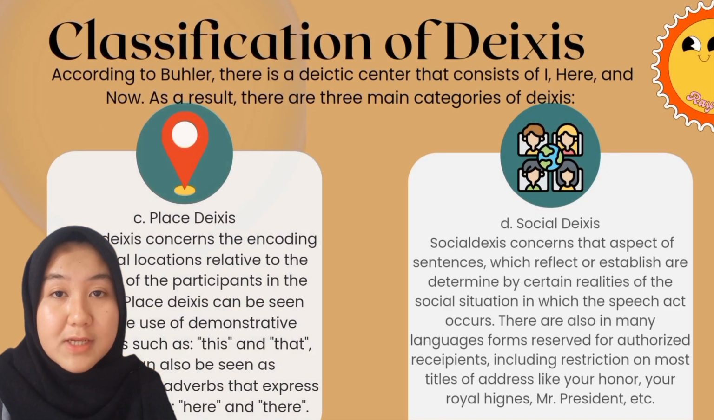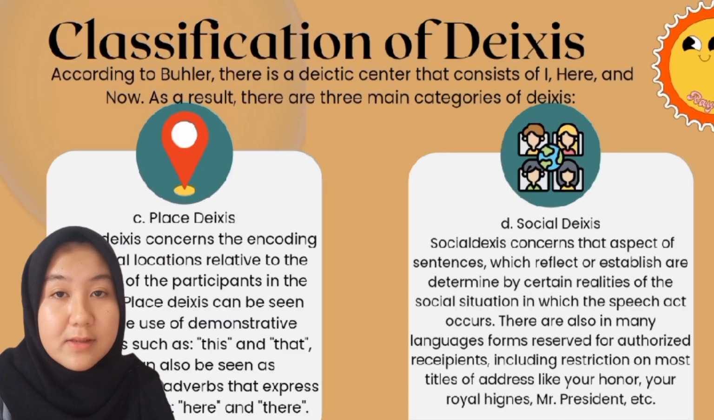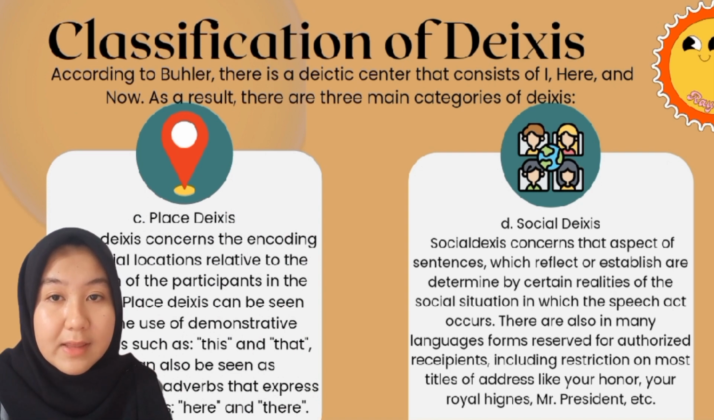And the third is place deixis. Place deixis concerns the encoding of spatial location relative to the location of the participants in the speech. Place deixis can be seen from the use of demonstrative pronouns such as this and that, and can also be seen as demonstrative adverbs that express place such as here and there.